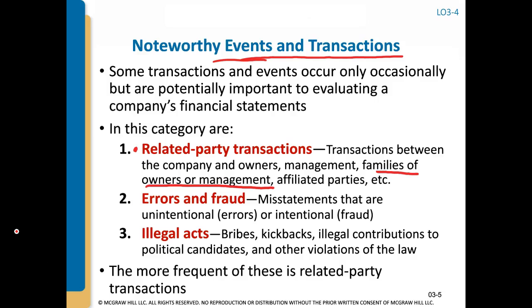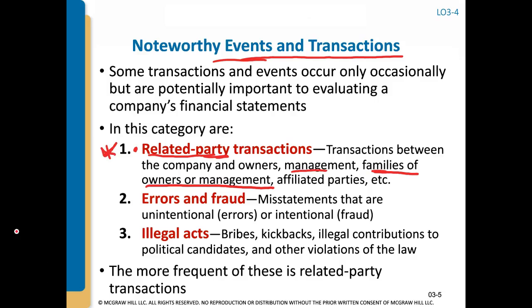That's a related party transaction if it's between two parties that are related, though they're not necessarily blood related. There's a specific definition for related party transactions. So those need to be disclosed. This is the most common.